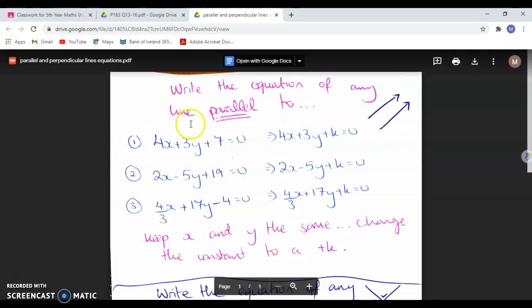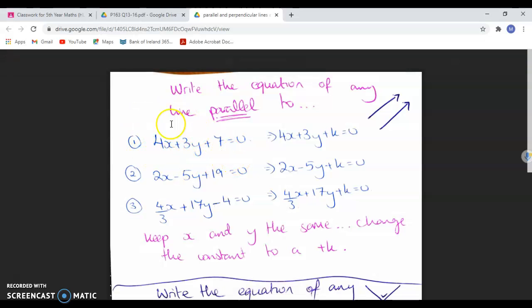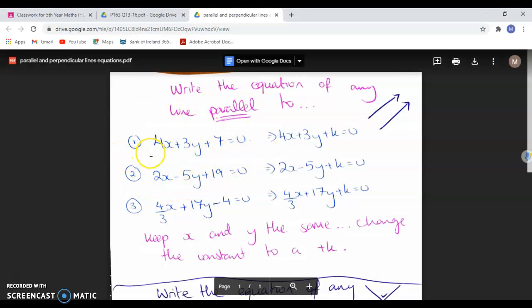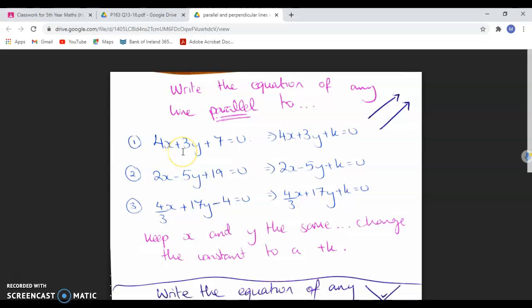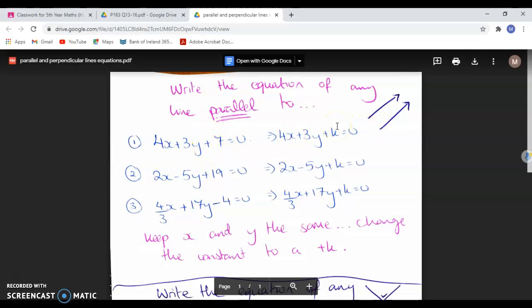Okay, so if I'm given this line here, remember, what is the quick way to get slope? It's minus the x over the y. So for this one, the slope will be minus 4 over 3. So the slope of the parallel line should be minus 4 over 3. So your x and y stay the same. Whatever's at the end, just change that to a plus k, which is a constant.